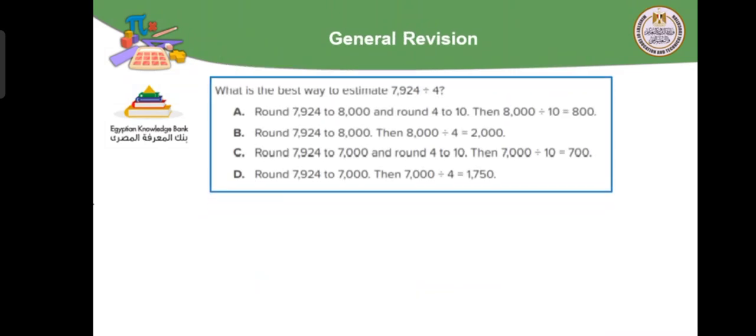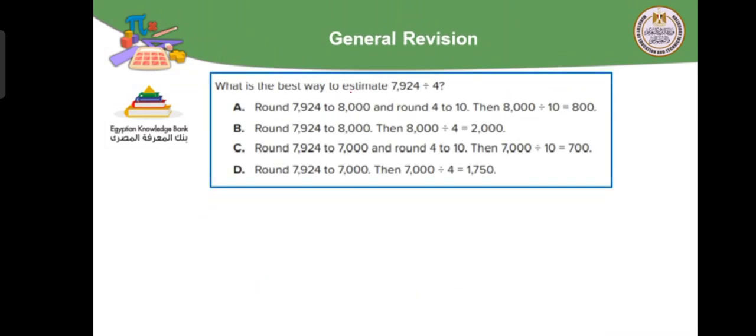What is the best way to estimate 7,924 divided by 4? The easiest and best way is to estimate this as 8,000. Then 8,000 divided by 4 will be 2,000. It's very easy and it's the best way. So number B is the best way.